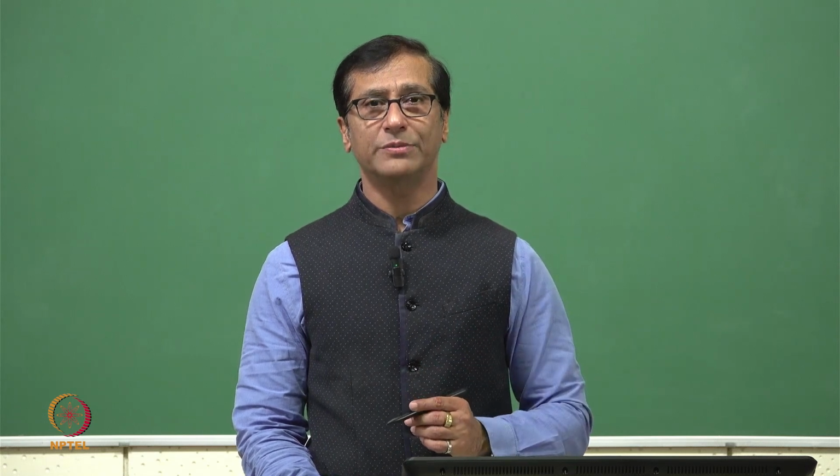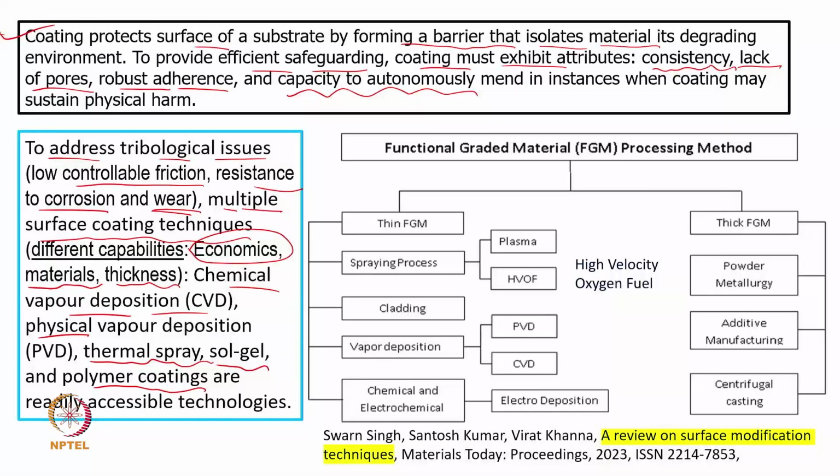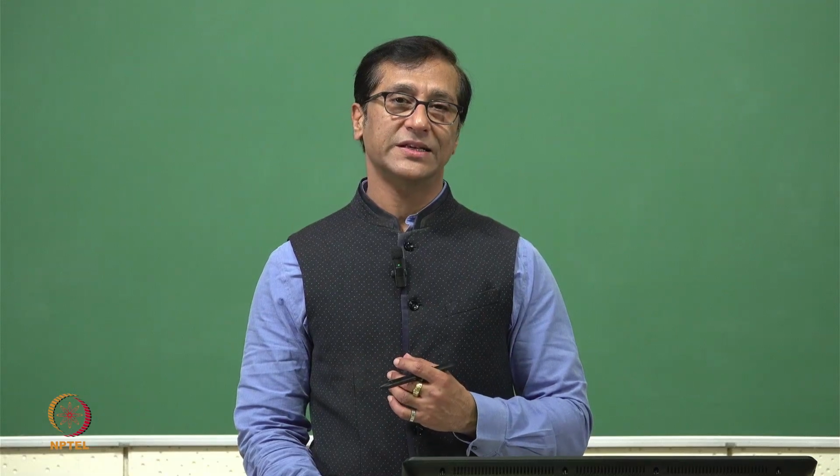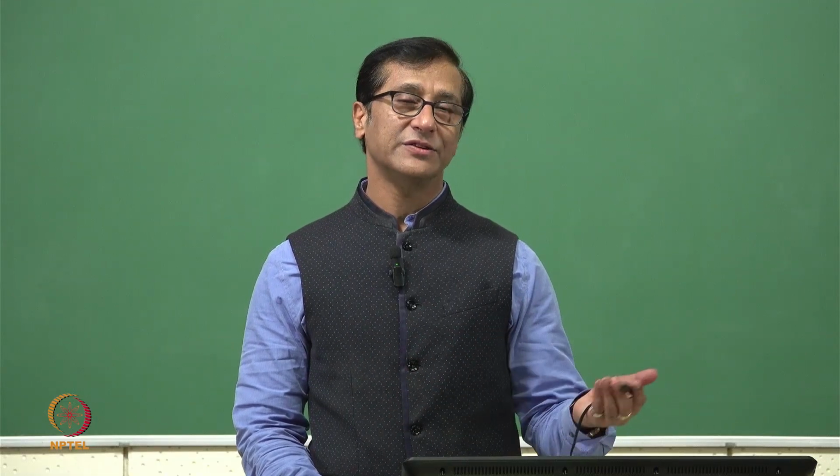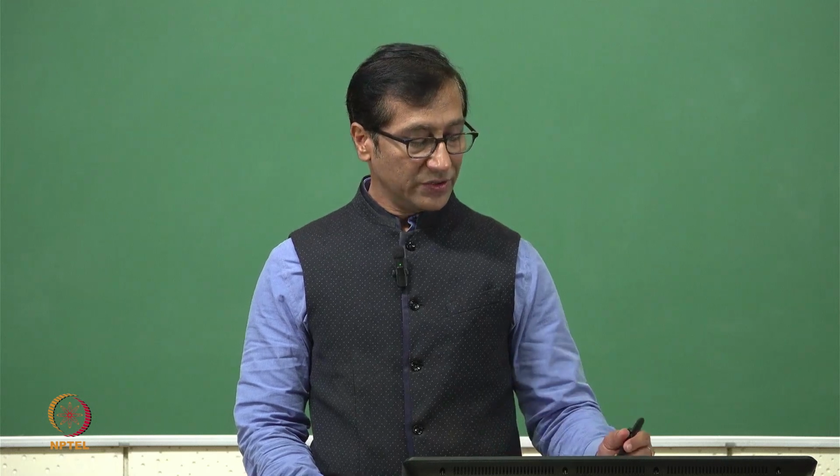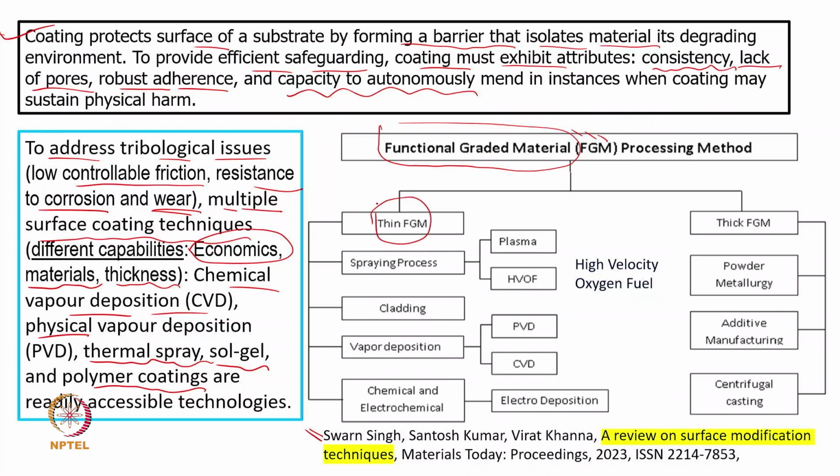for tribological applications. Sometimes people use the word functionally graded material. So instead of a coating, they use a functionally graded material, or FGM. I'm just referring to one paper, a review of surface modification techniques. Of course, this surface modification, which we explained in the previous lecture, lecture 13, here is basically referring to the coatings as such. Now they have divided this coating into two forms: one is thin coating, the other one is thick coating.